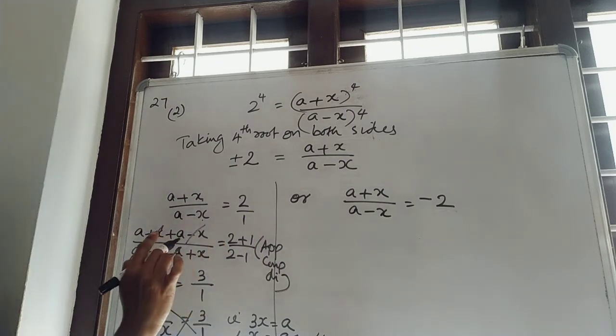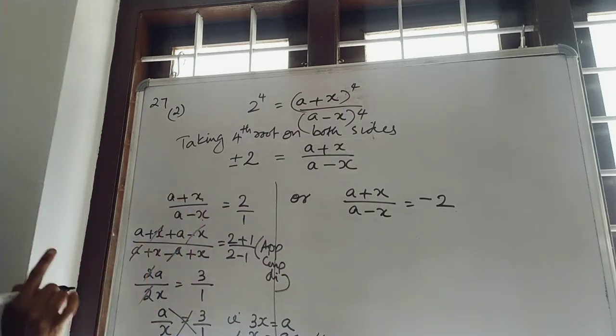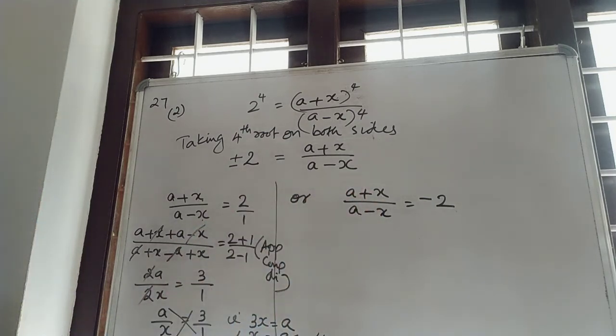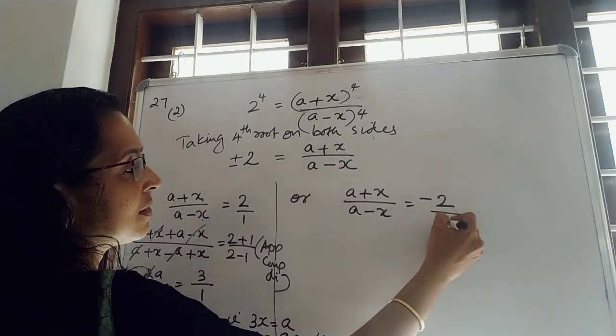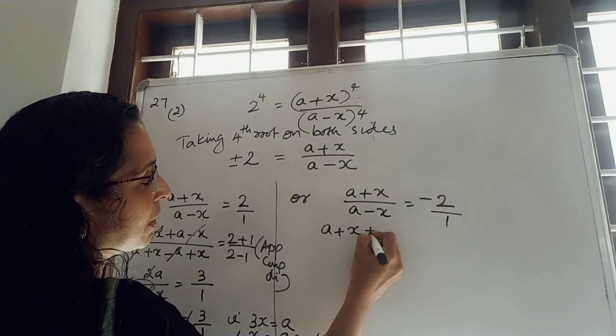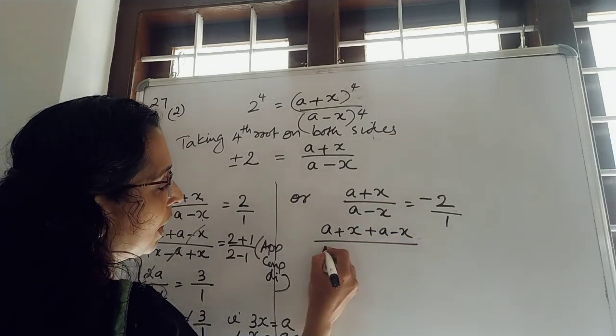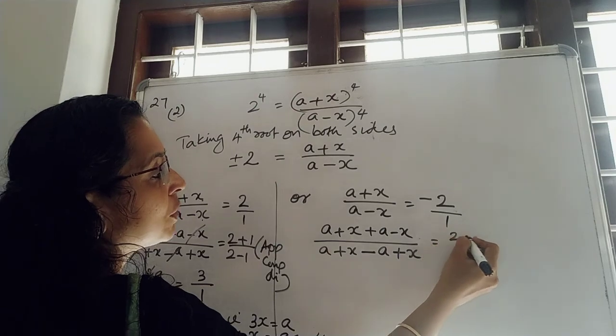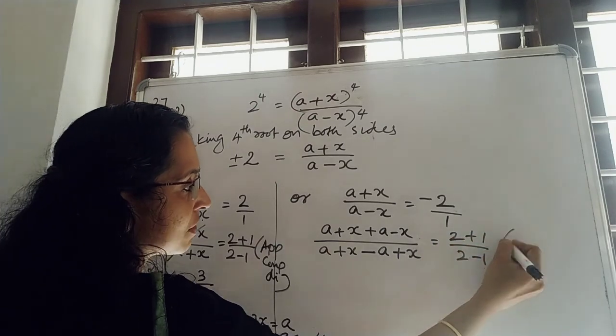We have one more value, which one? Negative 2 also. That also we want to do. So, same thing we can do here, applying componendo, dividendo there also. So, how can we write? A plus x divided by a minus x. Here negative 2 we can write as negative 2 by 1. Applying componendo, dividendo, it will be (a plus x plus a minus x) divided by (a plus x minus a plus x) is equal to (negative 2 plus 1) divided by (negative 2 minus 1).